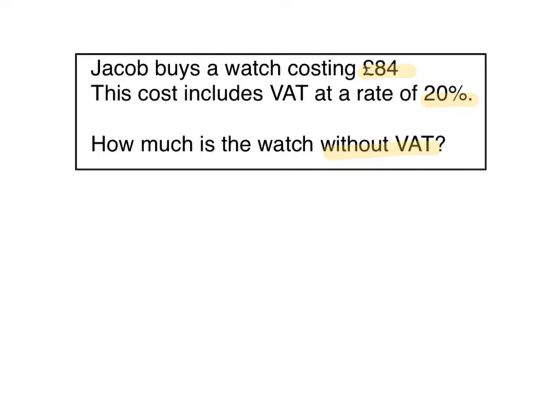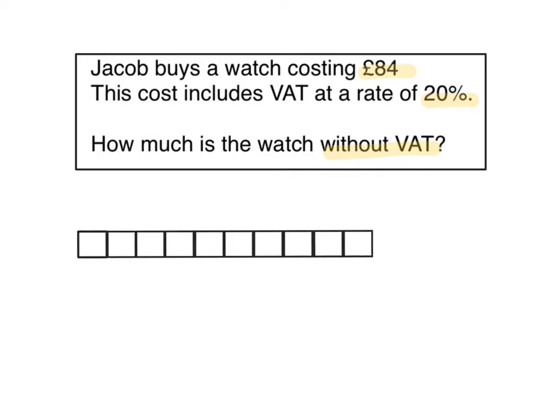Let's have a look at this using a bar. So this bar here, I've split it into 10. This is my original amount. This is what the watch cost originally. So this is 100%. I don't know what it was originally. I've split it into 10 boxes, so I know that each of these boxes is 10%. And I've done that on purpose because 10% is a nice number that we want to find.